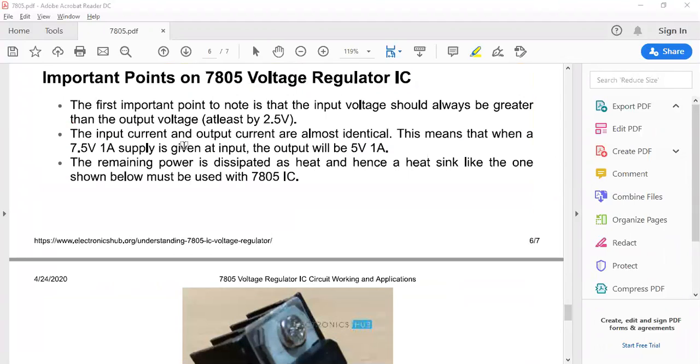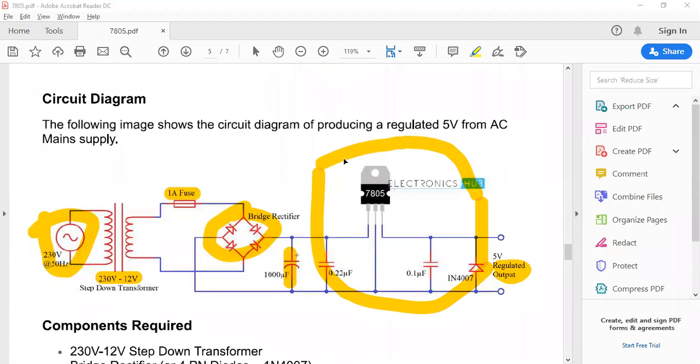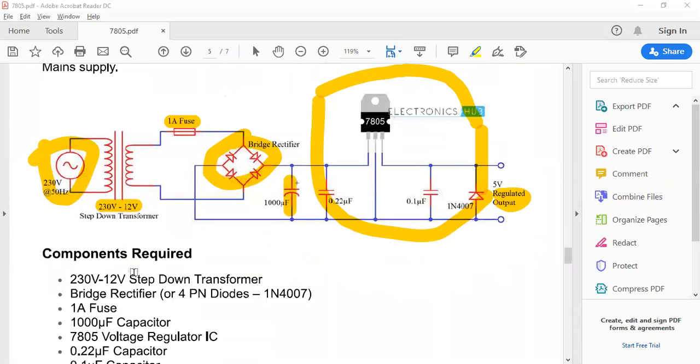Here are some important points to note about this 7805 IC, or any 78XX series. The input voltage should always be greater than the output voltage, because you want to get a constant 5 volts here. Here I have used 12 volts from the transformer, because it should always be greater than the output voltage required.